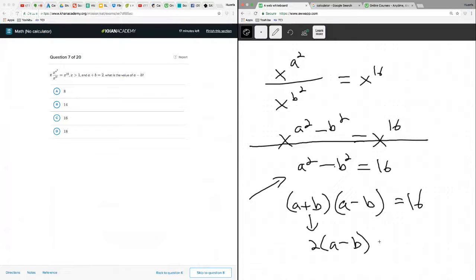A minus b equals 16. Guess what? They're just asking for a minus b, not a, not b. So it must be 8, because 8 times 2 is 16.